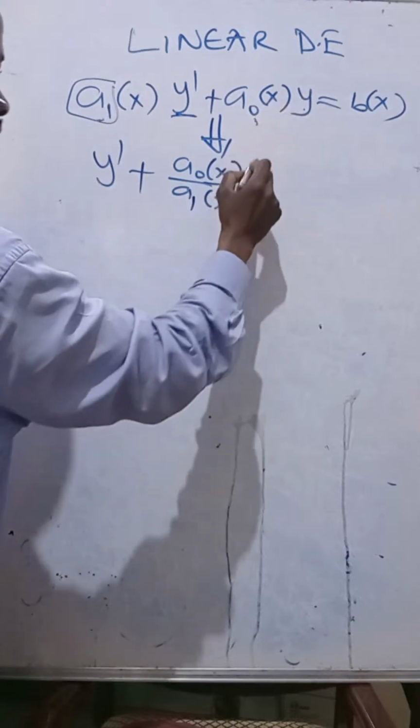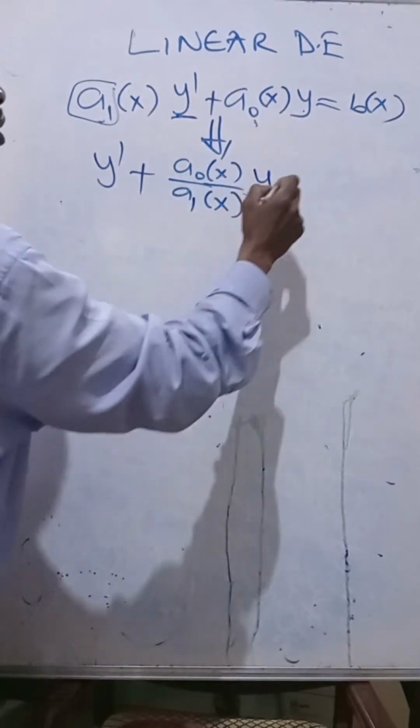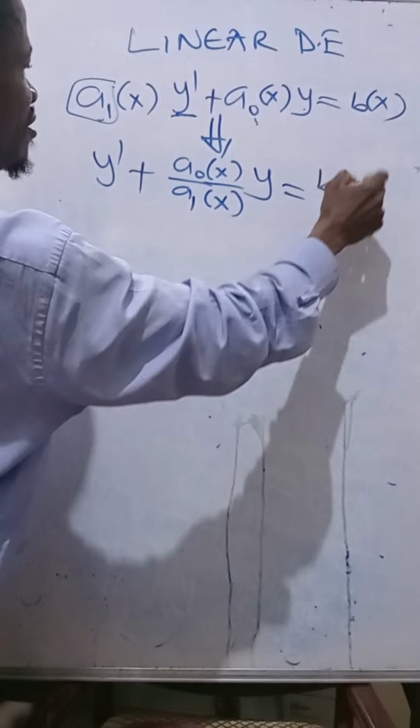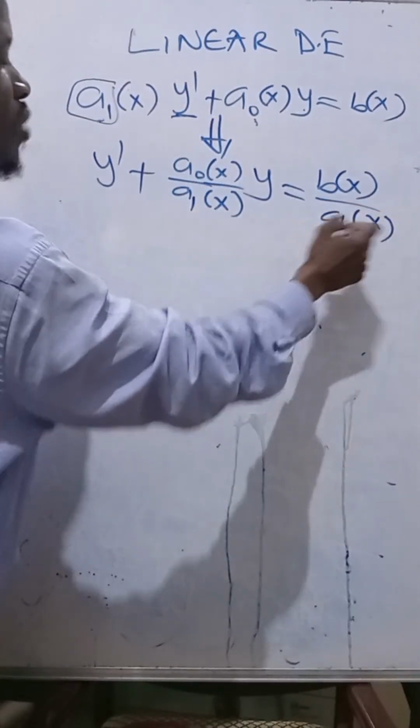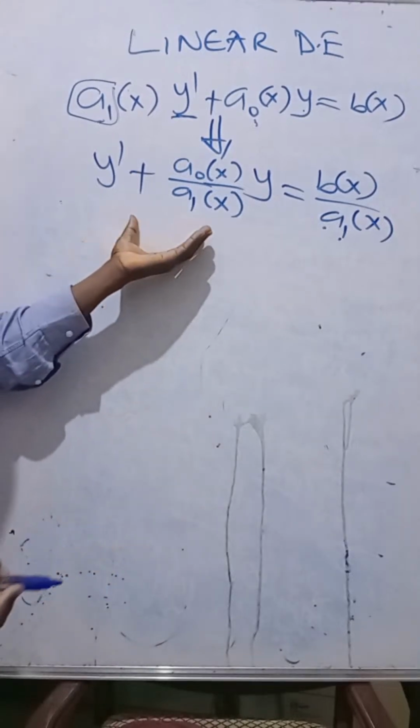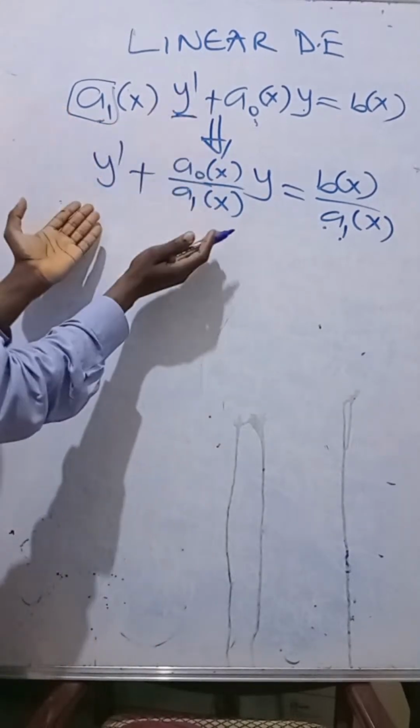Don't forget your y there. Okay, and then equal to what? B of x over what? A subscript 1 as a function of x. So this is the format. If you have something of this nature, this is the step to take.